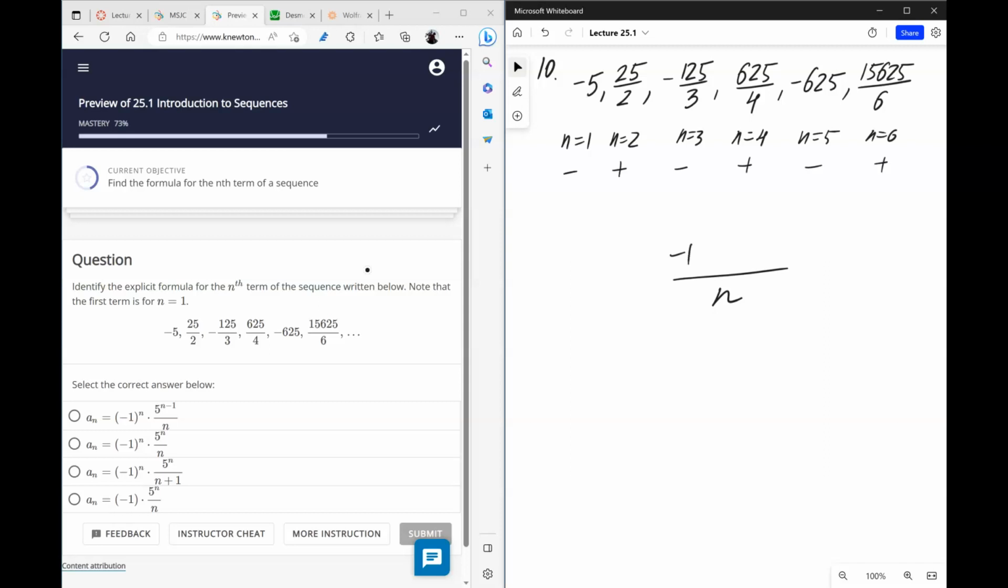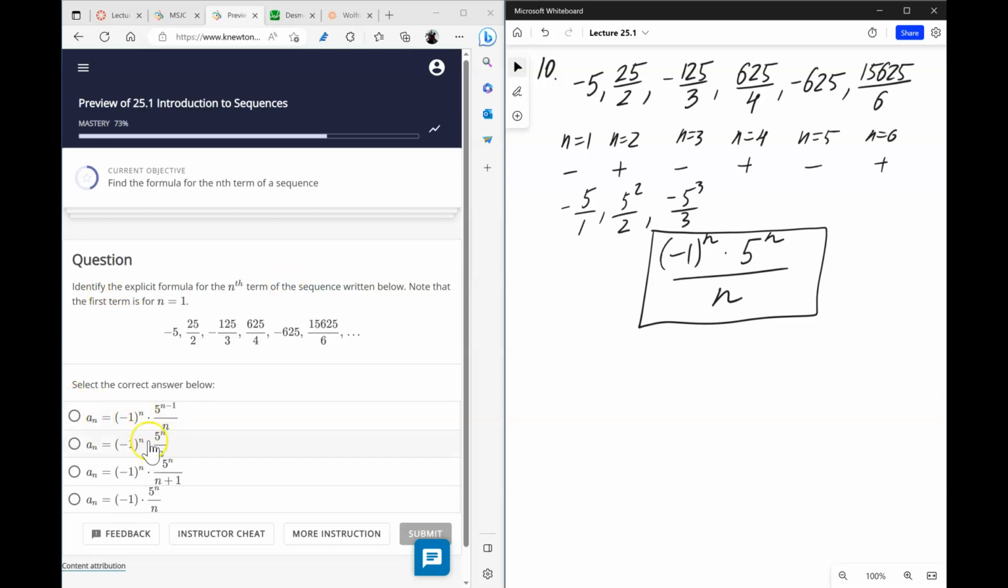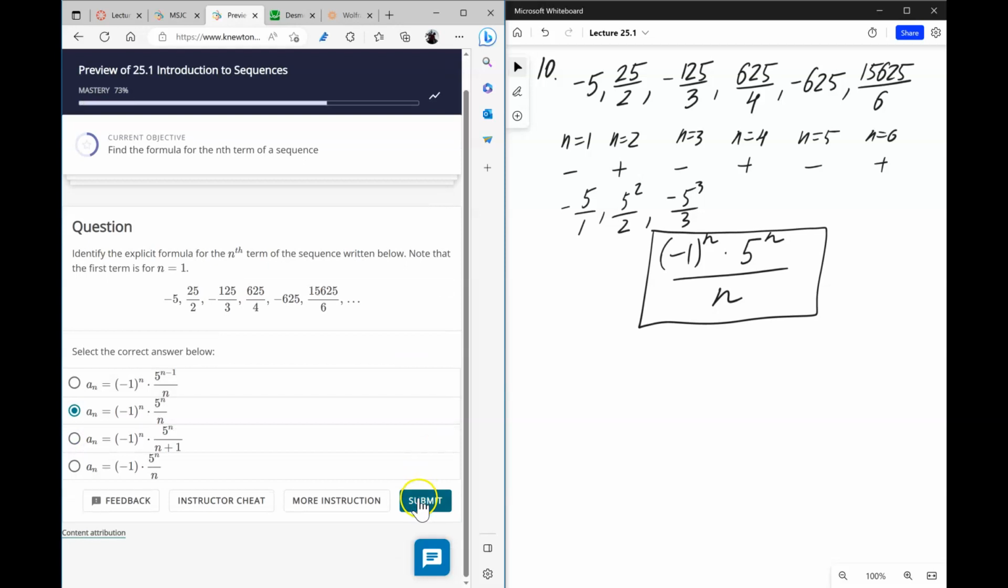changing like this, so it's going to be negative 1 to the power n. It's positive when n is even. And 5 to the power n seems like to be also the pattern. So we have negative 5 over 1, 5 squared over 2, negative 5 cubed over 3, and so on. So this should be the answer. Now checking which one of them matches this pattern, and it's this one.